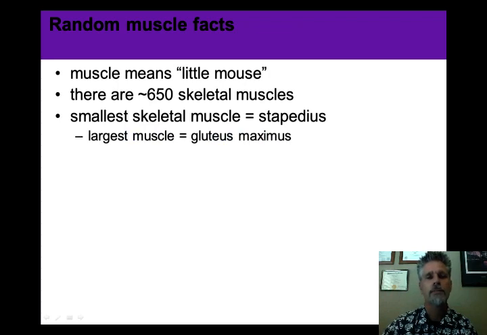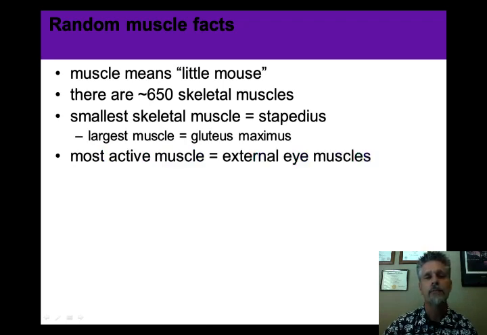Other things, the largest muscle is the gluteus maximus, of course larger in some compared to others. Still the largest muscle. The most active muscles are the extrinsic or external eye muscles, because even when you sleep, like during rapid eye movement sleep, right, REM sleep, those muscles are also moving.